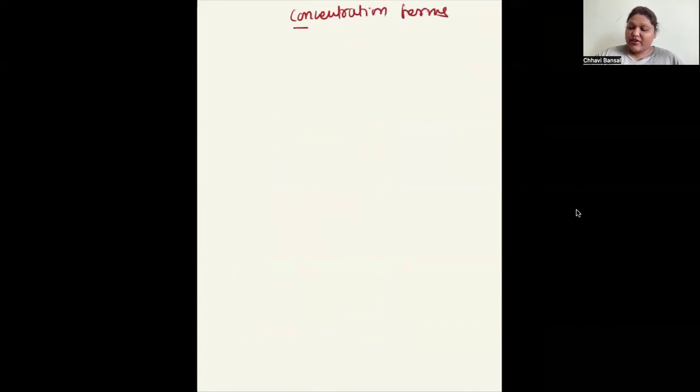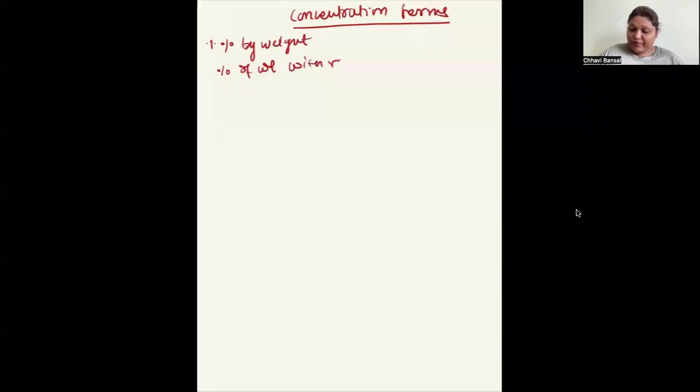Now, next part is concentration terms. This part is mostly related to what we have done in the mole concept, but this forms a very important part of solution. So we are going to have a very brief revision about it, and then we'll do a lot of questions on the concentration terms. Clear? So the first concentration term that comes to my mind is percentage. Percentage can be defined in three different terms. Percentage by weight. Second can be percentage of weight with volume. And then percentage by volume.